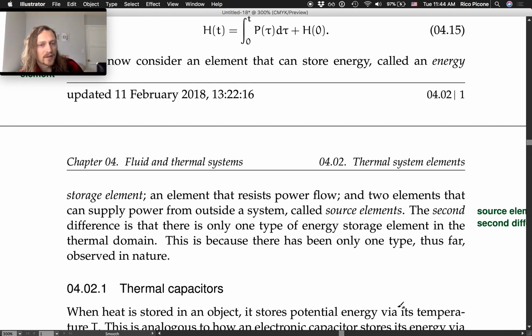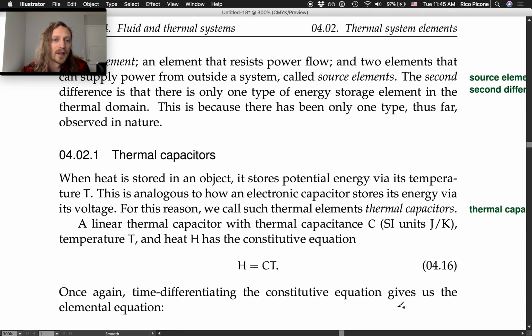The second difference is that there is only one type of energy storage element in the thermal domain. So this is the second difference between all the other types of energy domains we've considered and the thermal energy domain. There's only one type of energy storage element. It's because there is not in nature a thing that is a thermal inductor.